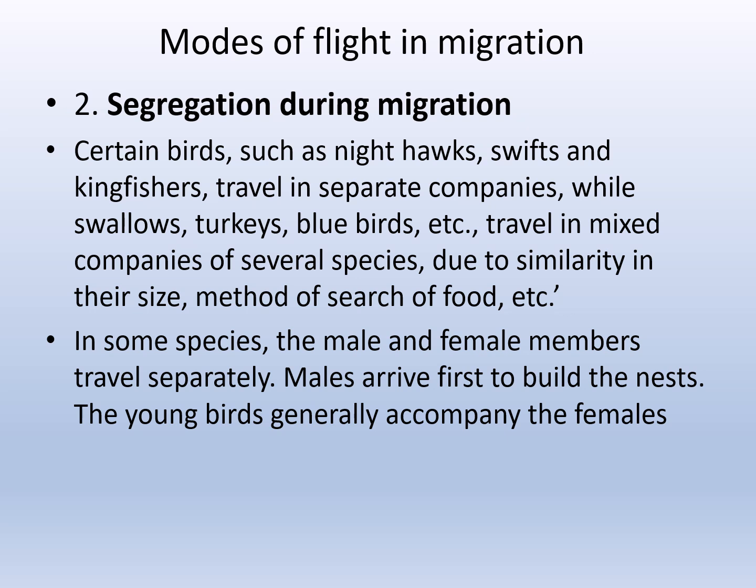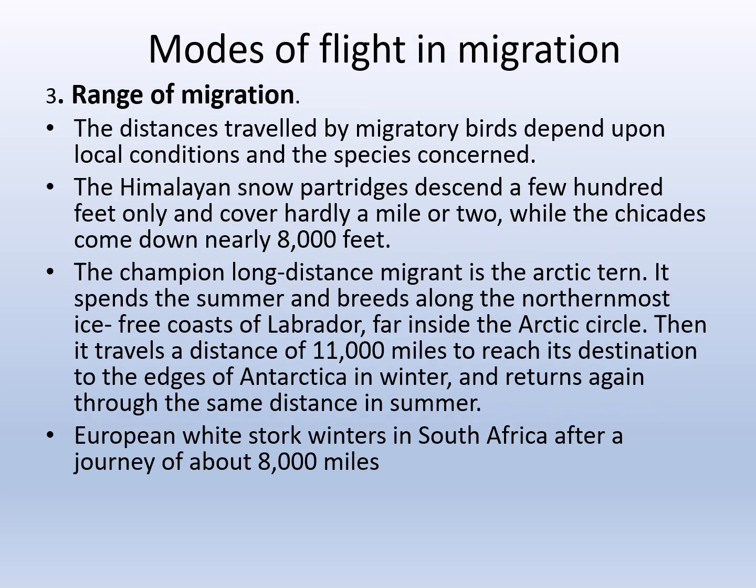Segregation during migration. Certain birds, like the nighthawks, swifts, and kingfishers, travel in separate companies, while the swallows, turkeys, and bluebirds travel in mixed companies of several species due to similarity in their size, method of search of food, etc. In some species, the male and female members travel separately. The males arrive first to build the nests, and the young birds generally accompany later along with the females.